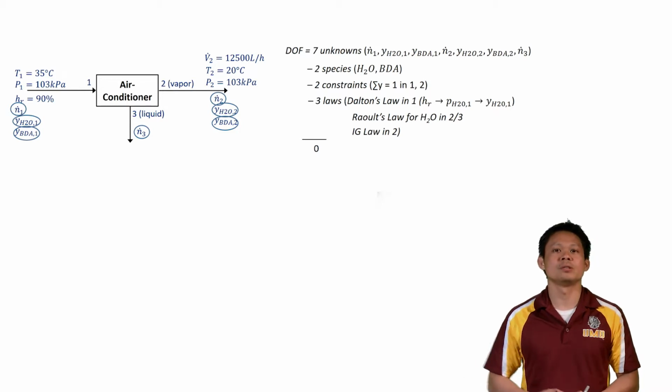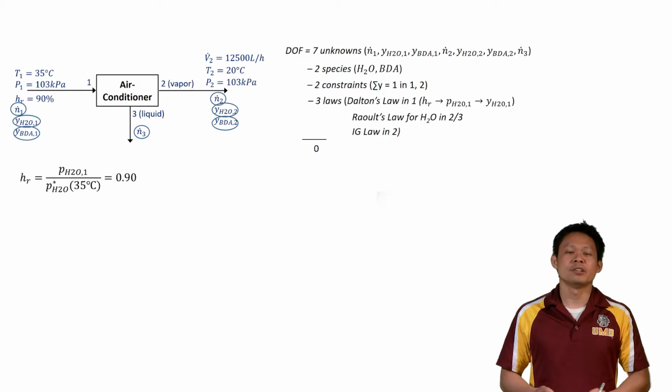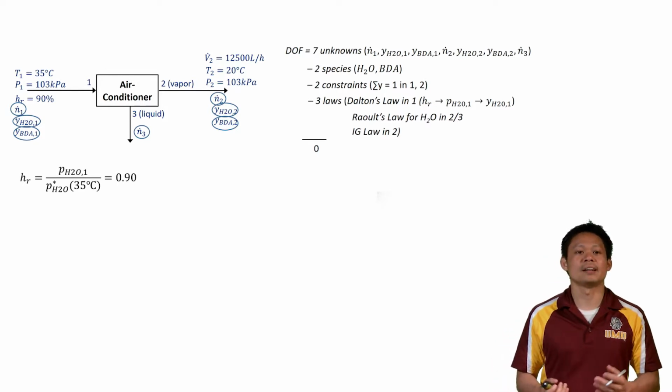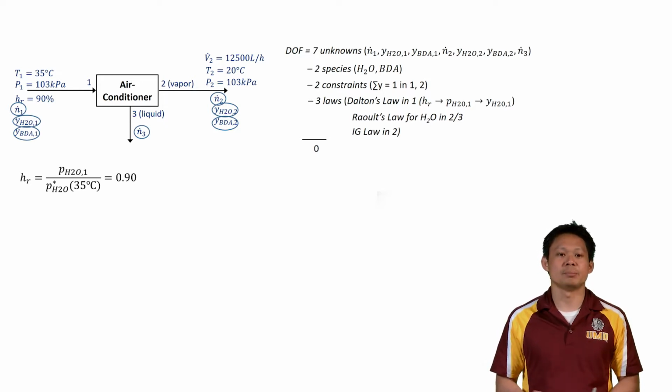But first, we need to use the idea of relative humidity, which we introduced in the lecture. So the definition of relative humidity is the partial pressure of your water vapor over the saturated vapor pressure, or pure component vapor pressure, of water at that temperature. And we are given that this is equal to 0.90 or 90%.